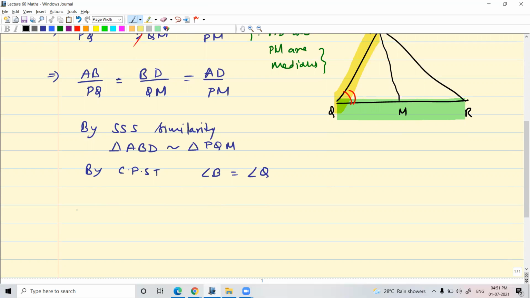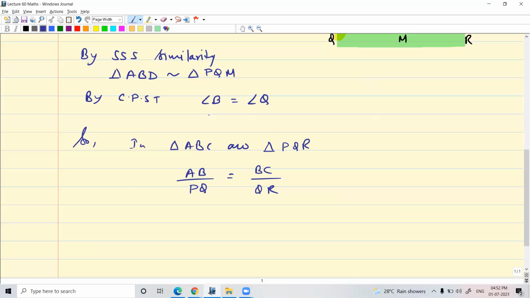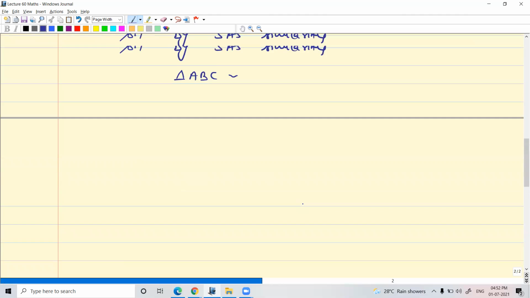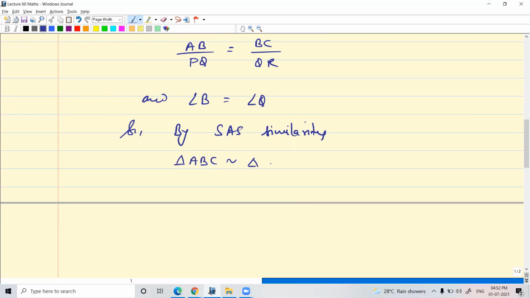Okay, so let's write it down. So in triangles ABC and PQR, what do we know? AB by PQ is equal to BC by QR and angle B is equal to Q. So by SAS similarity, triangle ABC will be similar to triangle PQR. Okay. Everyone okay with this?